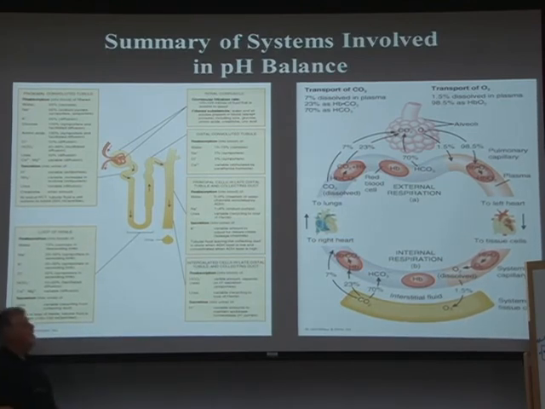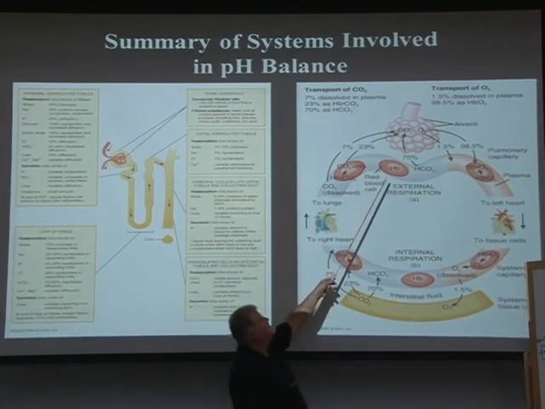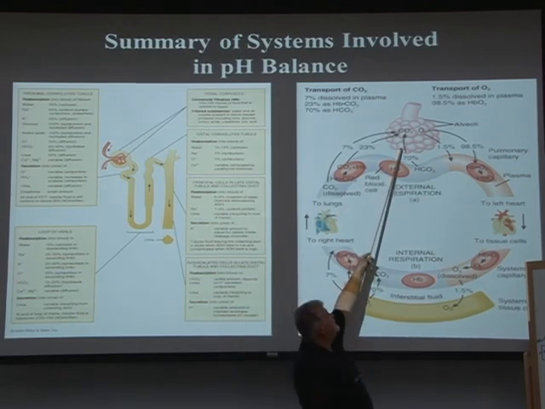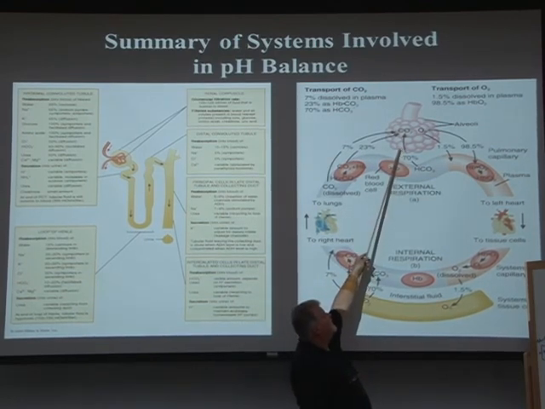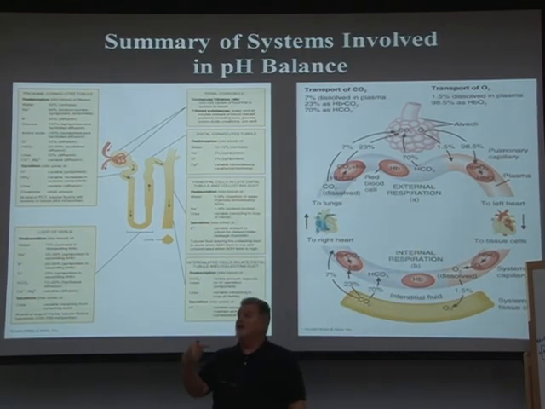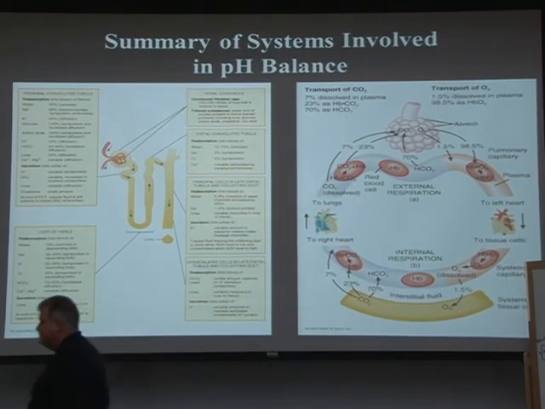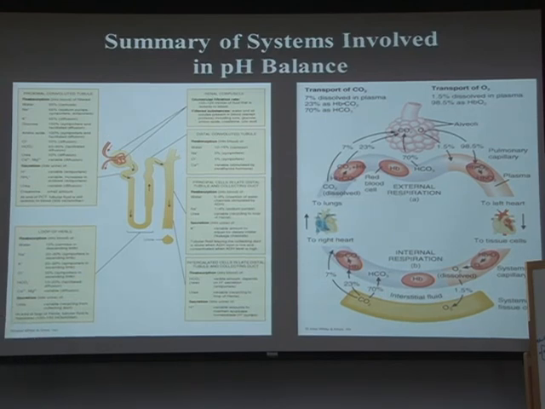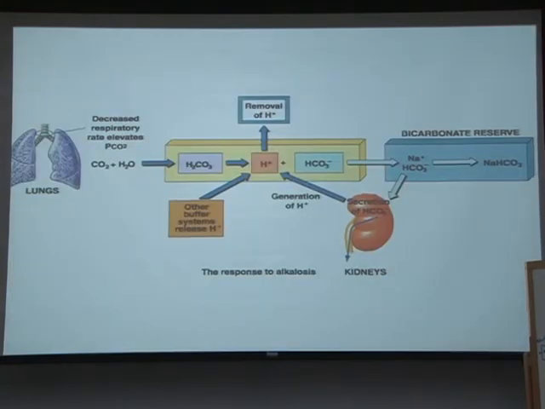And then again, what we're doing in our lungs is we're giving off carbon dioxide typically. And as we're giving off carbon dioxide, we are making the blood more basic, because we're losing carbon dioxide, so we drive the equation in the opposite direction. So this just reiterates everything we just said.